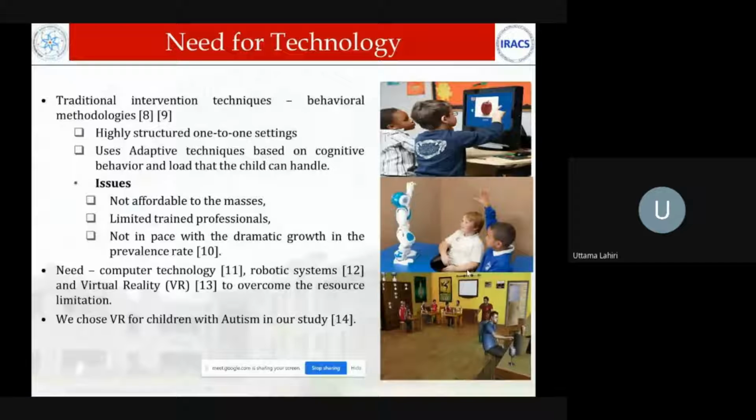Here in our research, we have chosen virtual reality. I have also worked with robotic systems previously as well for children with autism. But the problems of robotic systems are they are quite costly. They need trained manpower to operate, and getting robotic systems in India often becomes a challenge. So in my research lab, I work a lot with virtual reality-based systems.